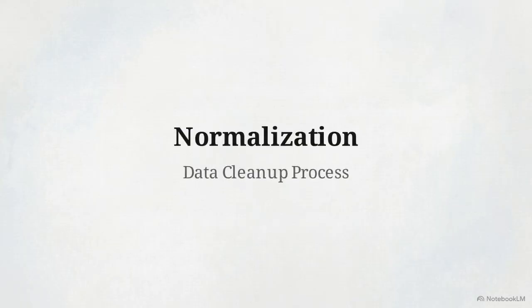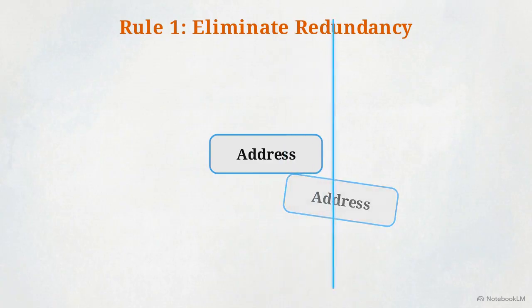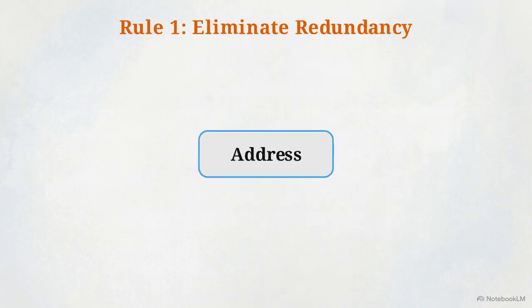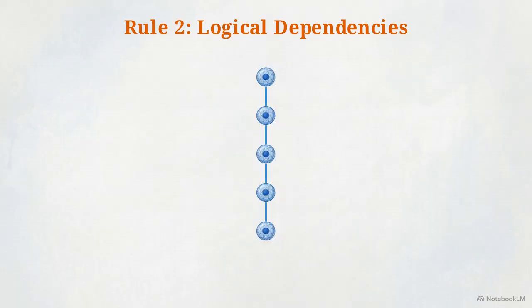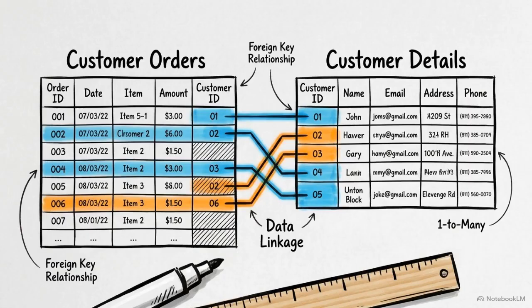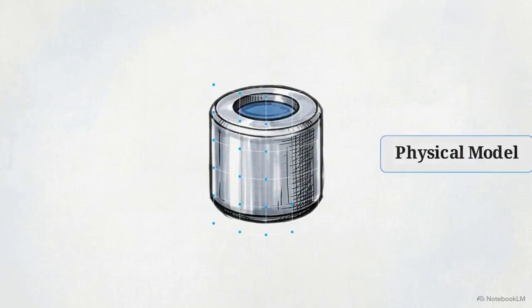Before we finalize that logical blueprint, the data undergoes a cleanup process known as normalization. Normalization enforces 2 key rules. First, it eliminates data redundancy, ensuring a piece of information is stored in only one place. Second, it guarantees that all related data dependencies are logical. With a normalized blueprint in hand, we dial into the final resolution, the physical model.